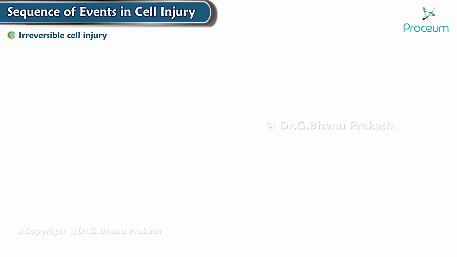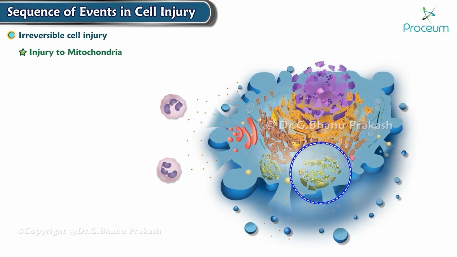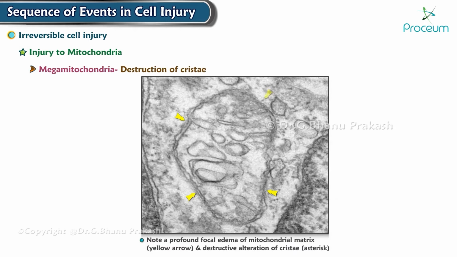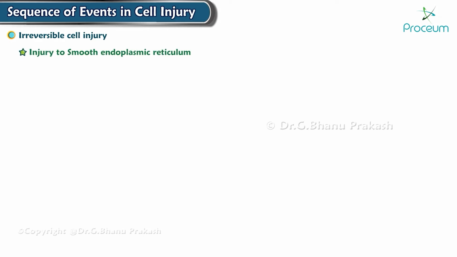Let's briefly consider injury to the mitochondria. Mitochondrial toxins include salicylates and alcohol. Megamitochondria, which are large mitochondria, are produced due to the destruction of cristae. Next, let's consider the injury to smooth endoplasmic reticulum.